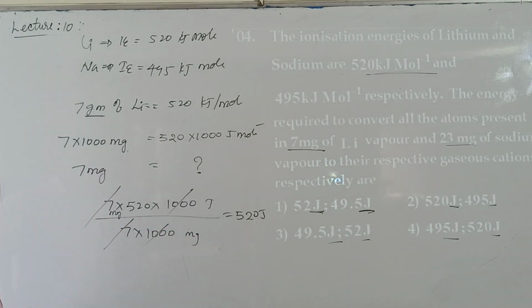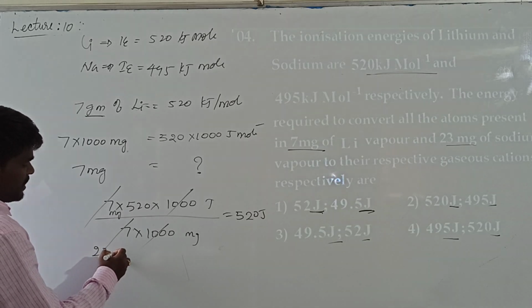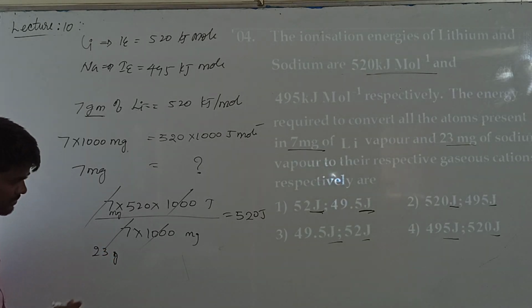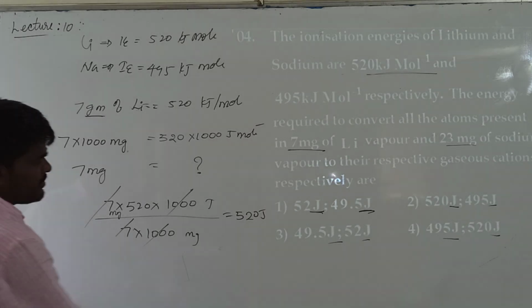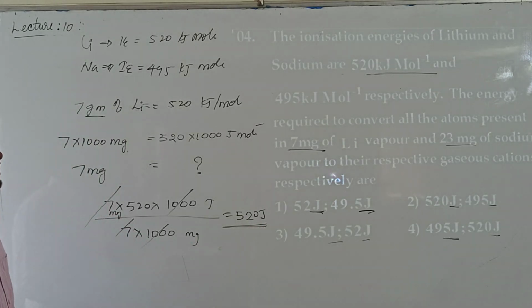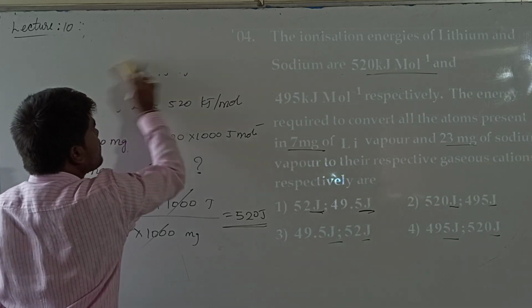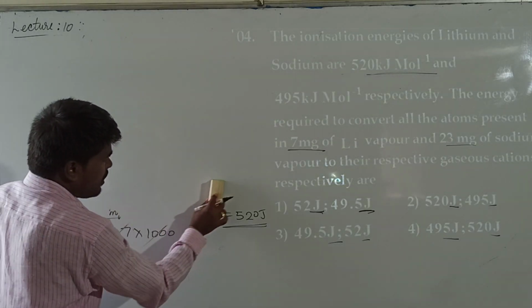And in a similar manner, what is meant by 23 of sodium? Here 23 grams of sodium requires how much? So you are able to see. Otherwise, I will remove this and write. Lithium is how much? 520 joules. In a similar manner, if you are talking about sodium, how much does it come to?